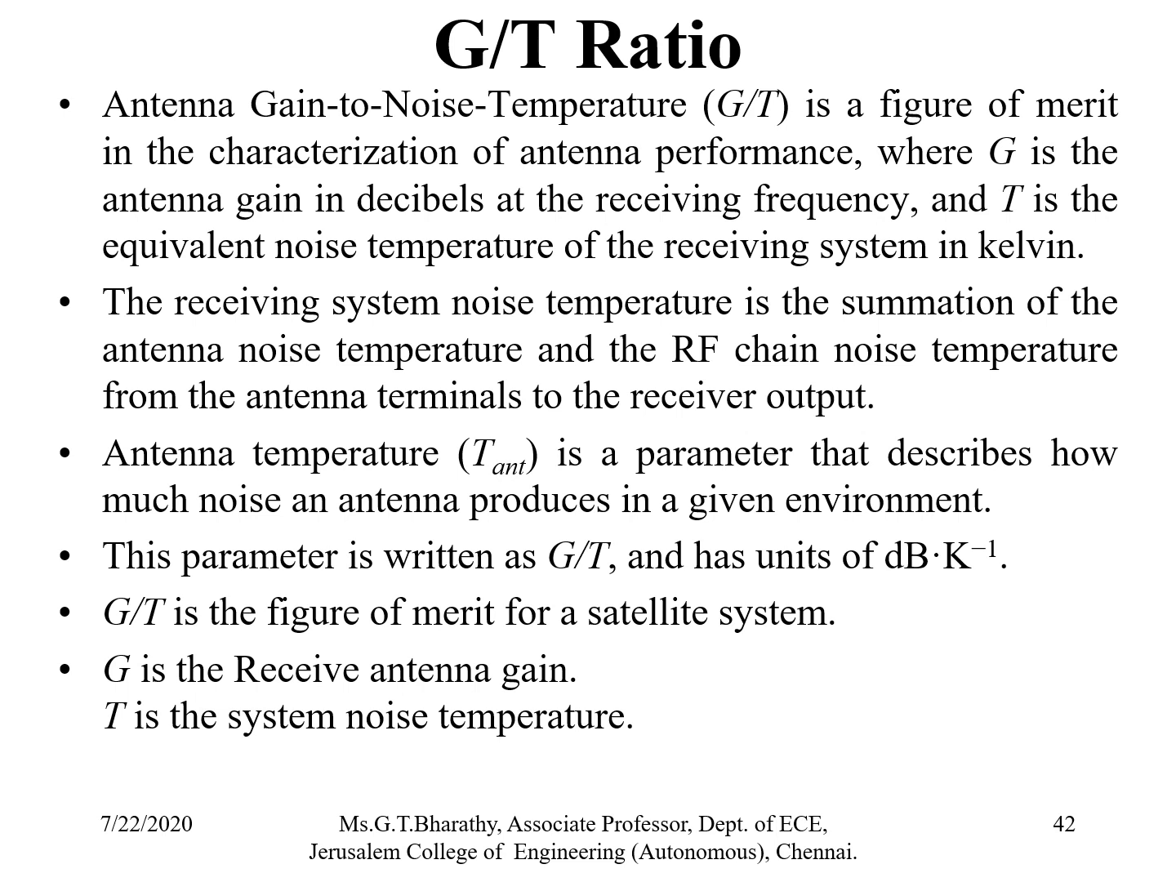The receiving system's noise temperature is the summation of the antenna noise temperature and the RF chain noise temperature from the antenna terminals to the receiver output. Antenna temperature, T antenna, is the parameter that describes how much noise an antenna produces in a given environment. So this parameter is written as G by T and has units of dB per Kelvin, or dB into Kelvin inverse. So G by T is an important parameter, or figure of merit, of any satellite system, where G is the receiver antenna gain and T is the system noise temperature.